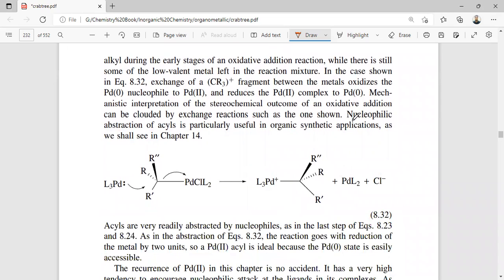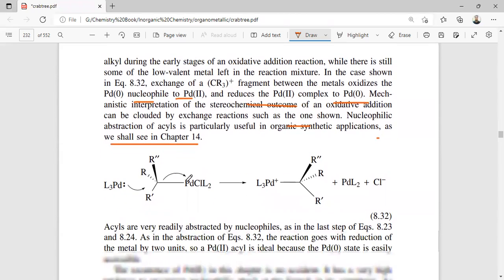So in this reaction, the palladium 0 nucleophile attacks the palladium 2 complex and reduces the palladium 2 complex to palladium 0. Mechanistic interpretation of the stereochemical outcome of an oxidative addition can be clouded by an exchange reaction such as the one shown. The nucleophilic abstraction of acyls is primarily useful in organic synthesis applications, as we shall see in chapter 40.